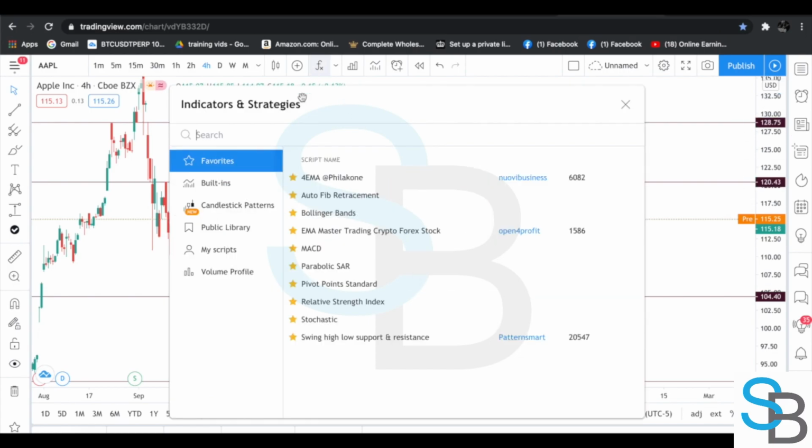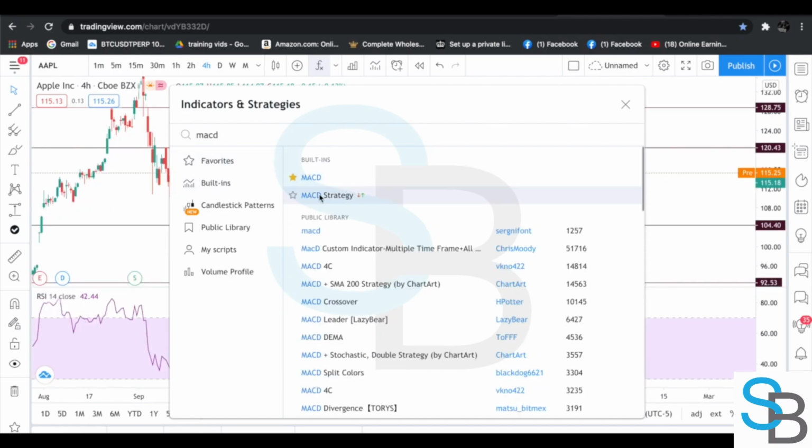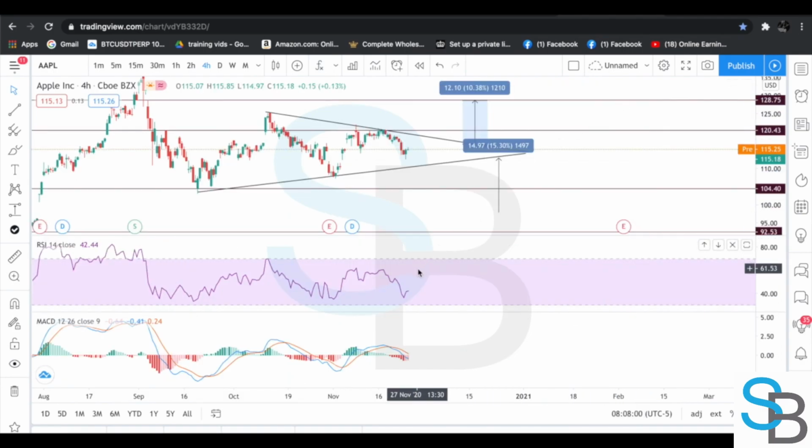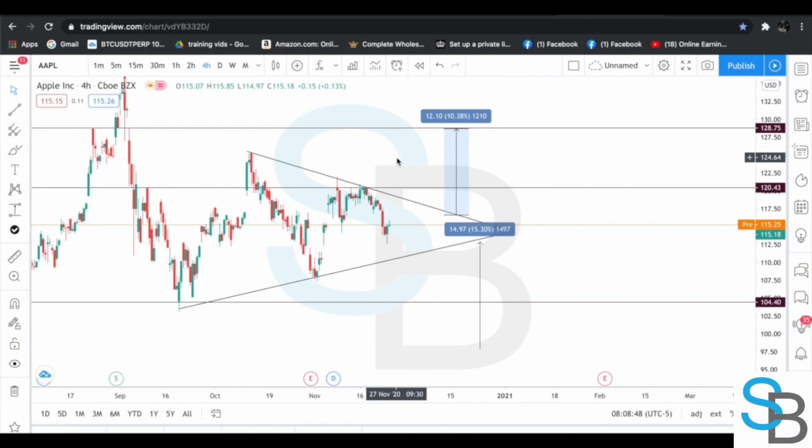Let's use the RSI and MACD. This is the RSI and this is the MACD. The RSI currently is not forming any divergence and is not in the oversold territory, and the MACD line has not given us any bullish signal till now. So we have to wait for the breakout. If the RSI shows us a bullish sign and the MACD shows us a bullish sign, and we have to keep an eye on the triangle. If we see any sign of bullishness towards the upside, we'll take the trade and our take profit is already mentioned over here at the next resistance level.